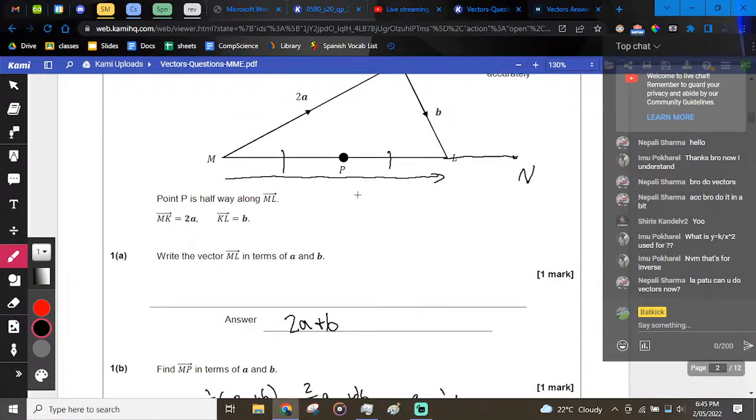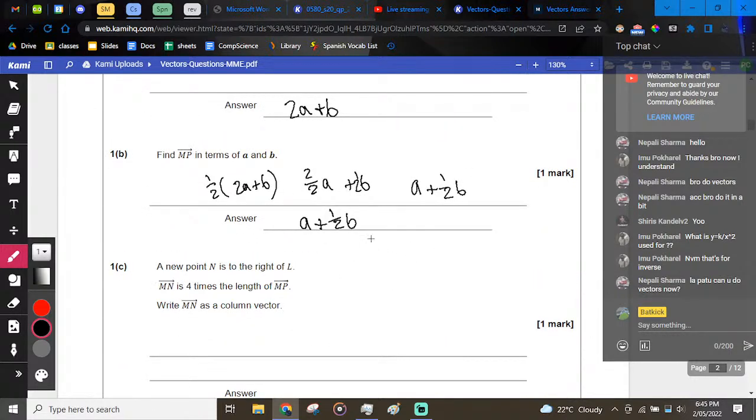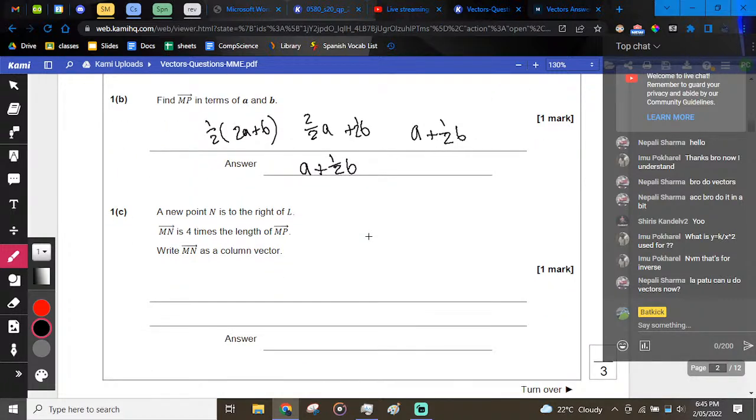I think it's asking for a column vector in terms of a and b, I suppose. So the first information is MN, MP times 4. So 4a plus 2b. And I suppose it's going to be 4a, 2b. Let me check the mark scheme.